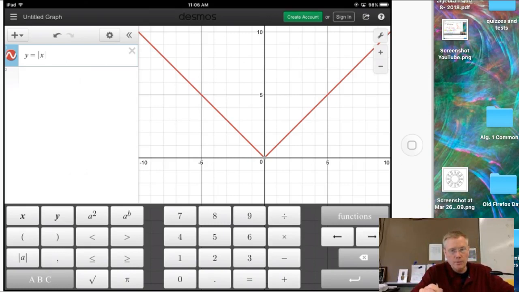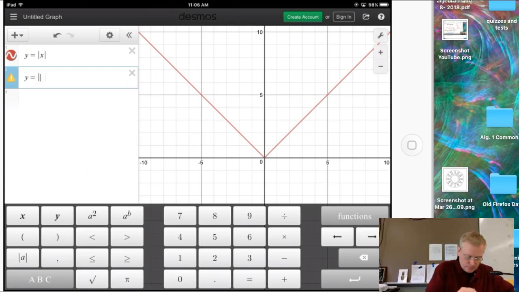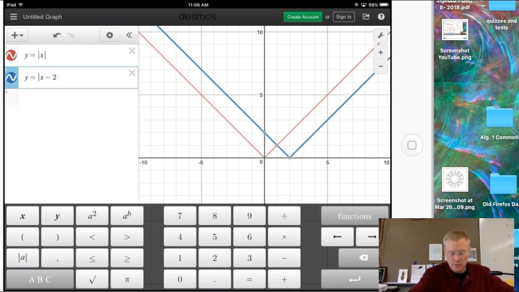Now, that V can move around and shift some. So let me start off with, I'm going to leave that one there, and everything is kind of built off of that. That's called the parent function, y equals the absolute value of x, okay, for this type of function. Now, if I was to go y equals the absolute value of x minus 2, the minus 2 inside the absolute value, you can see that it moved right 2 units, okay? That's the horizontal.